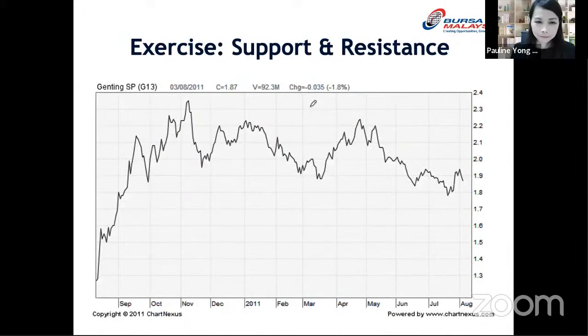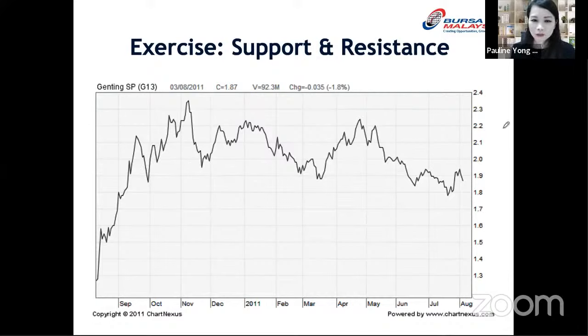Okay, so let's draw. Mentally you draw, because you can't draw on my screen here. Mentally you draw the support and resistance. Okay, how do you draw this support and resistance? Can anybody tell me how you draw?